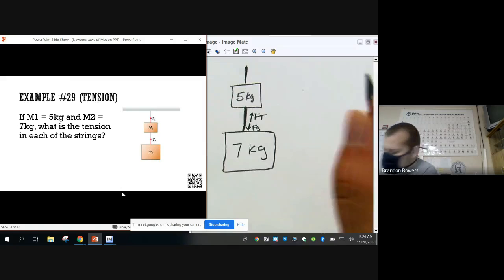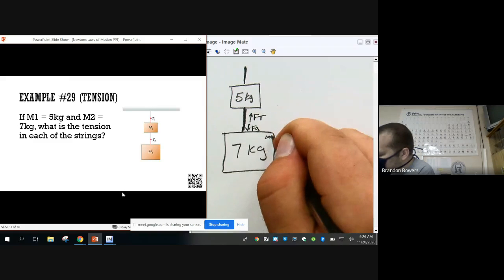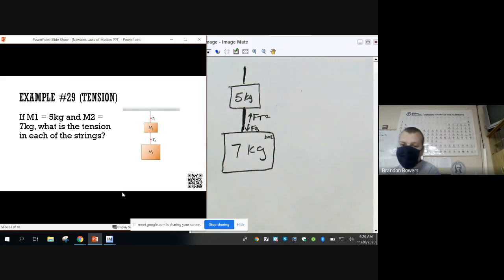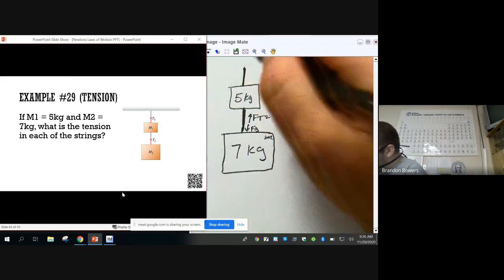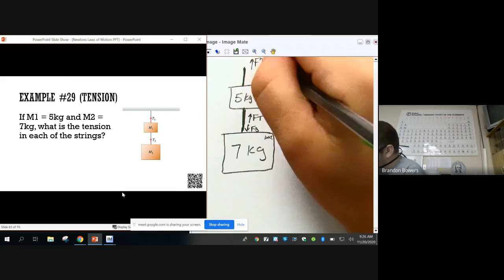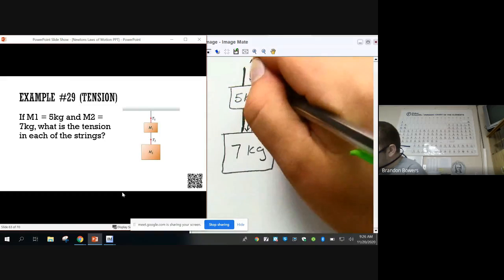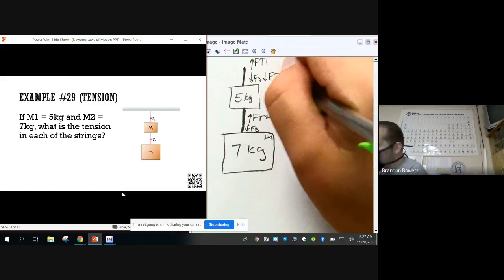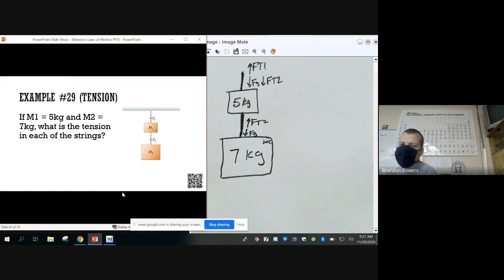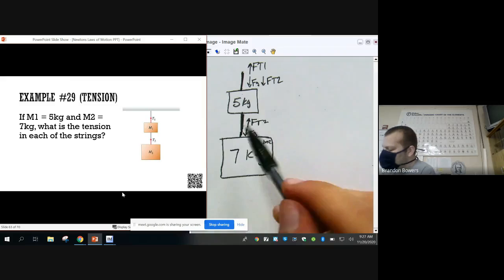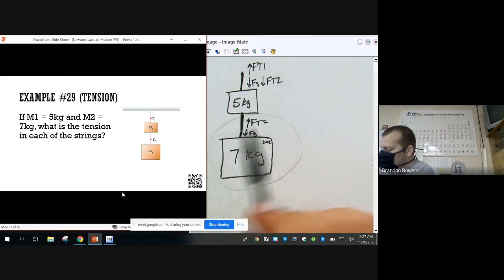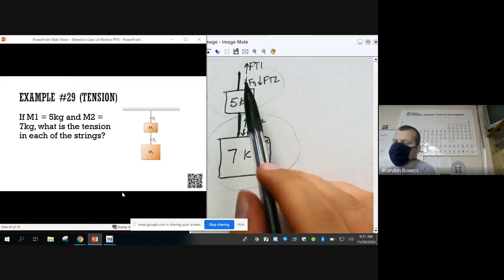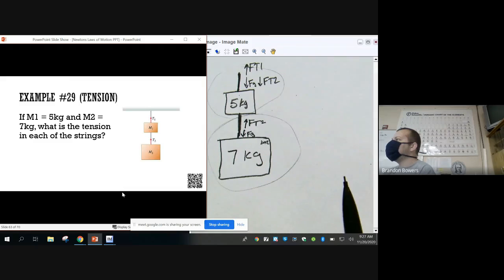I'm going to say the force of tension for box 2. This is box 2, force of tension 2. However, if we look at the top string, same thing, it has the force of tension 1 and force of gravity, but what else is pulling on it? Force of tension 2 is pulling it down. Does that make sense? This string is only affected by this mass, but this string is affected by both masses. Does that make sense?